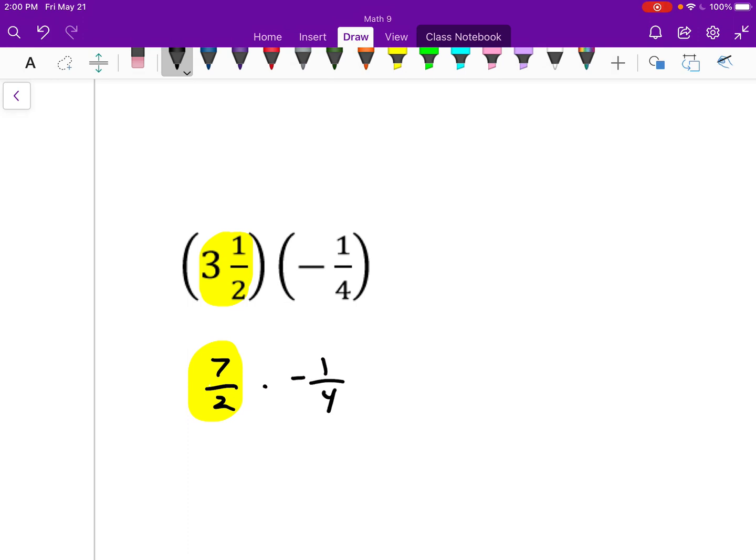Now again, I want to make sure I don't confuse myself and think I'm subtracting here. So again, it's not wrong to put the brackets around here. But at this point, the negative isn't really a big deal. I know a positive number times a negative number is negative, so it's going to be negative something. And then I can just focus on the numerators. 7 times 1 is 7. 2 times 4 is 8, so my answer is negative 7/8.